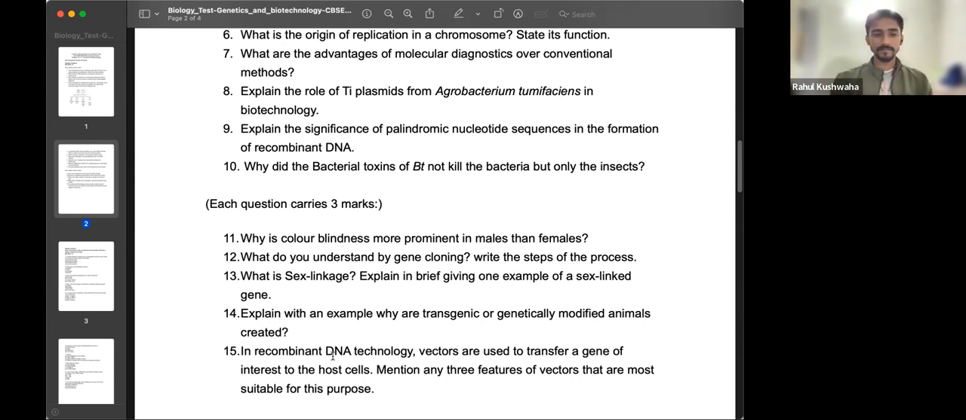I myself used this. That's why I'm saying that it works, because I got around 5 to 8 marks extra just because of my presentation.